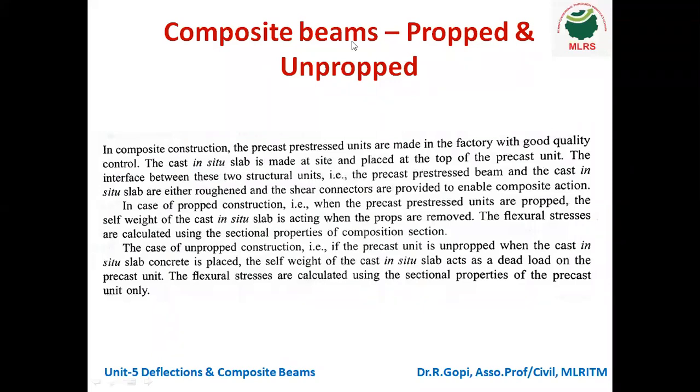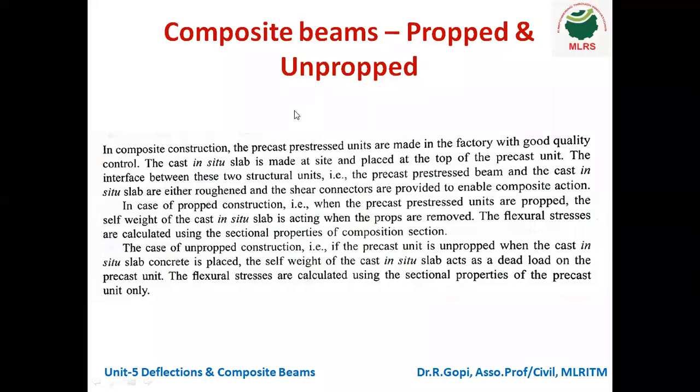So next, coming to composite beams, propped and unpropped. What do I mean by prop? See, prop is nothing but an external support, extra support. Unpropped means there is no support. So here we have to deal with 2 types of problems. One is the beam in unpropped condition: what are the stresses produced? And the second one is the propped condition. What is the behavior of the beams? Okay, so this is very important.